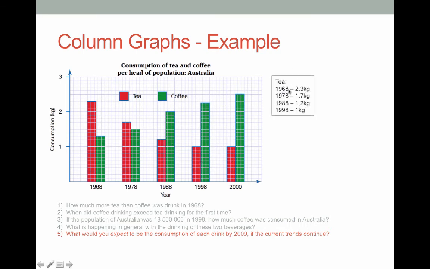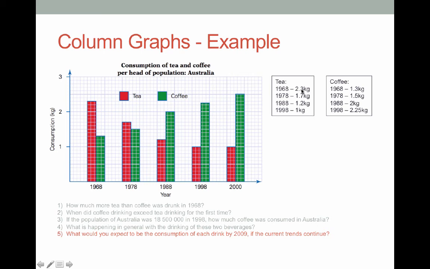So in tea, 1968, 2.3 kilos, all the way up to 1998, 1 kilo. When I look at the coffee, it goes from 1.3 kilos in 1968 all the way up to 2.25 kilos in 1998. I could have looked at 2000, but there's only a 2-year difference, and I'm trying to see what I would expect to happen in future. So here's what I'm going to say.